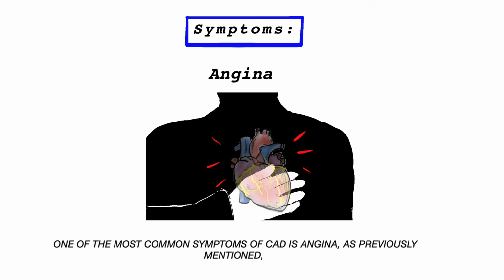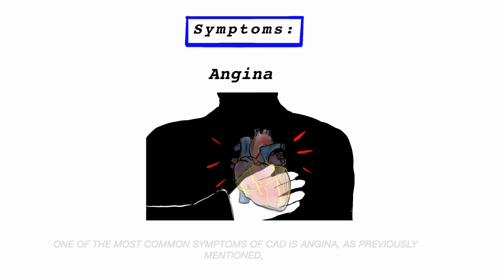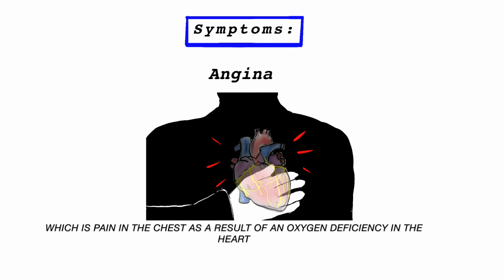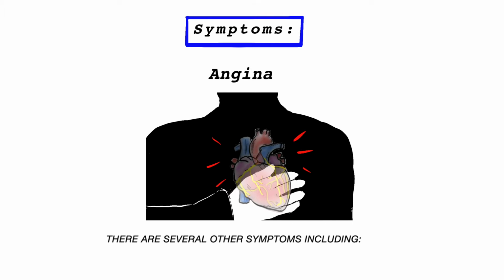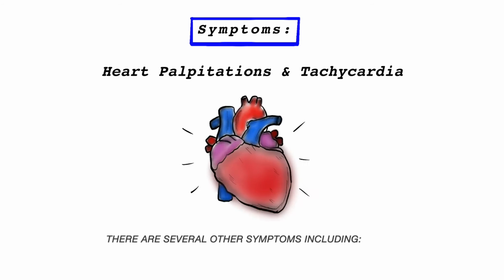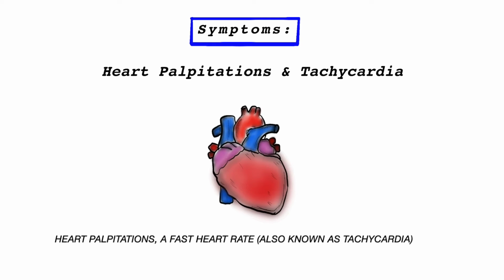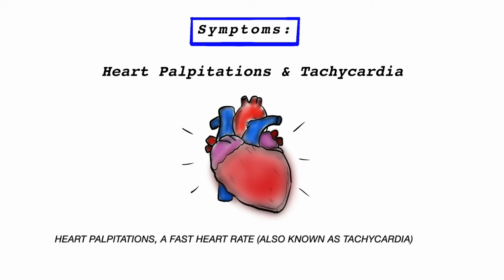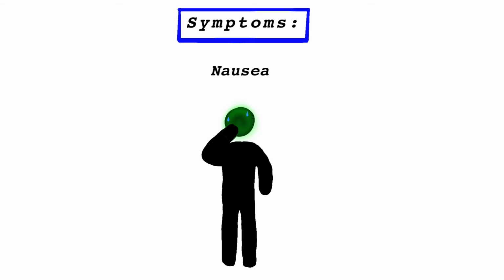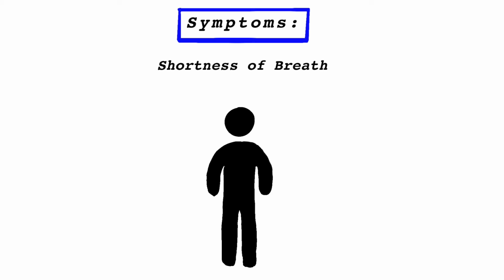One of the most common symptoms of coronary artery disease is angina, as previously mentioned, which is pain in the chest as a result of an oxygen deficiency in the heart. There are several other symptoms, including heart palpitations, a fast heart rate, also known as tachycardia, dizziness, nausea, and shortness of breath.